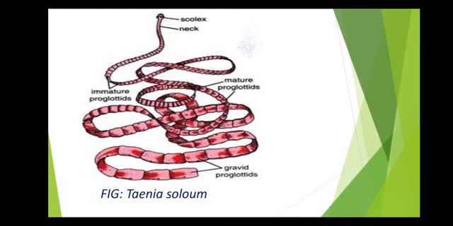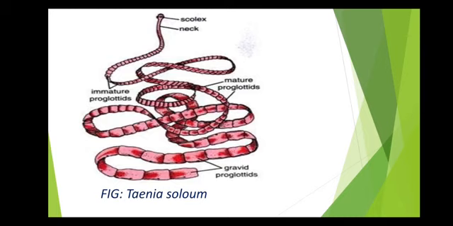Proglottids show pseudometamerism, meaning external segmentation. If in any animal the body is only externally segmented, this is called pseudometamerism. If in an animal the body is segmented both externally and internally, this is called metamerism. So, Taenia solium shows pseudometamerism. Both mouth and anus are absent.